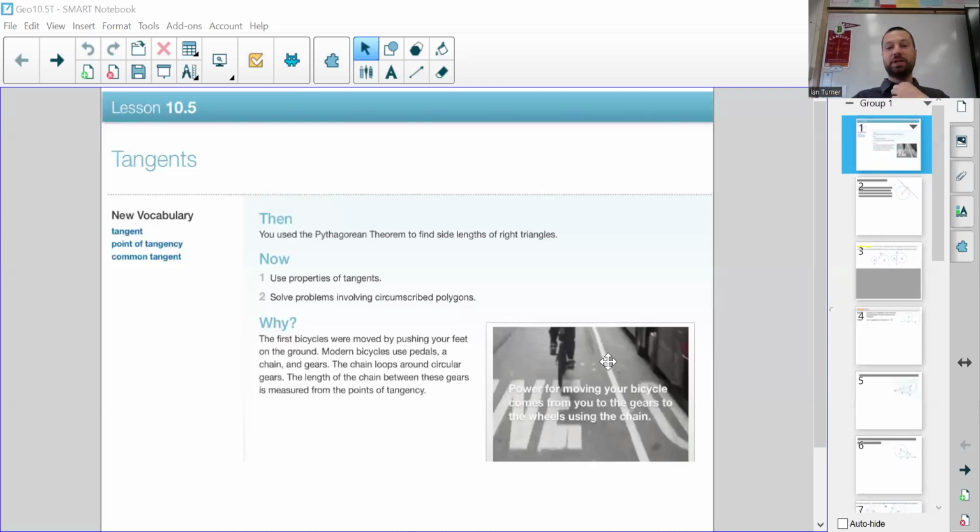10.5, last new material. We're talking about tangents. Super important. Good stuff here. Let's do it.